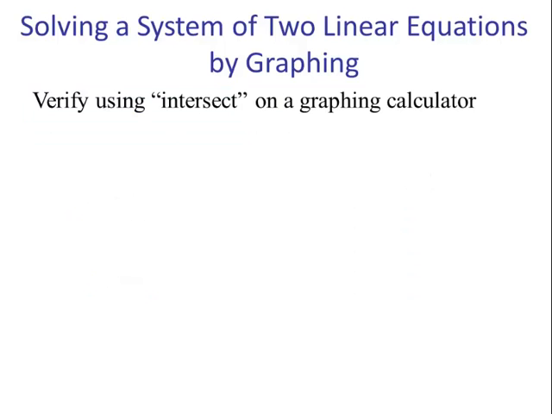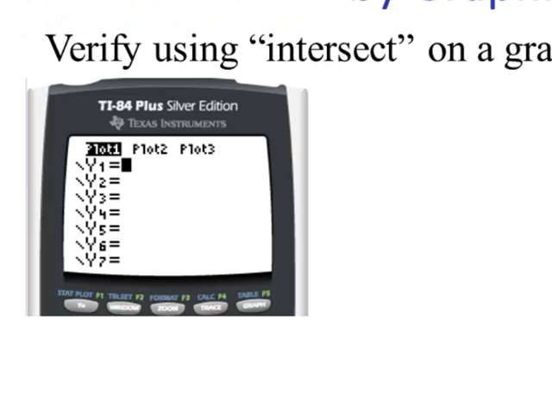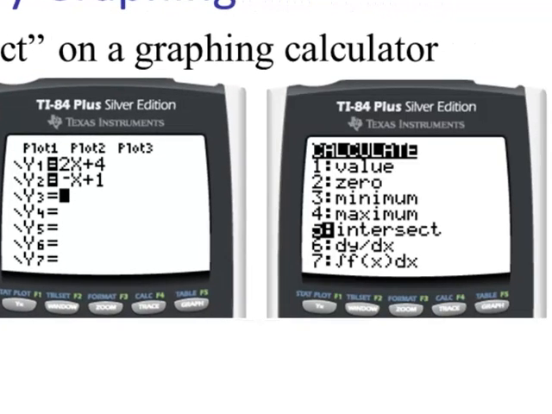We can use the intersect feature on the graphing calculator. So we hit our y equals. If you have a stat plot on, turn it off. For the first equation, for y1, type in 2x plus 4. For y2, type in negative x plus 1. Next, we want to hit second trace, which is calculate, and we're going to look for the intersect feature, which is number 5.